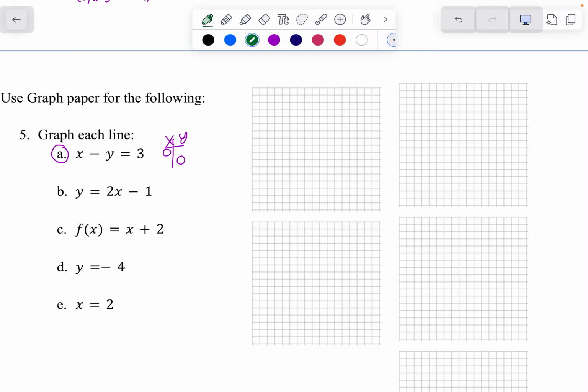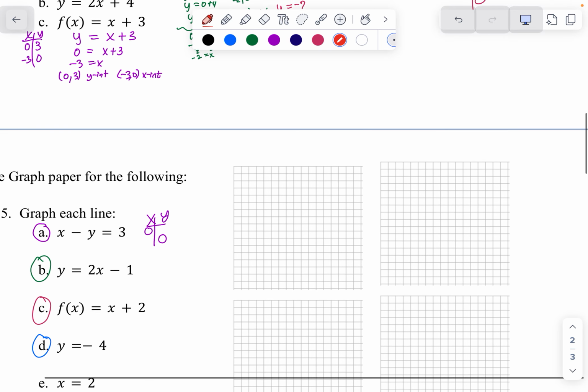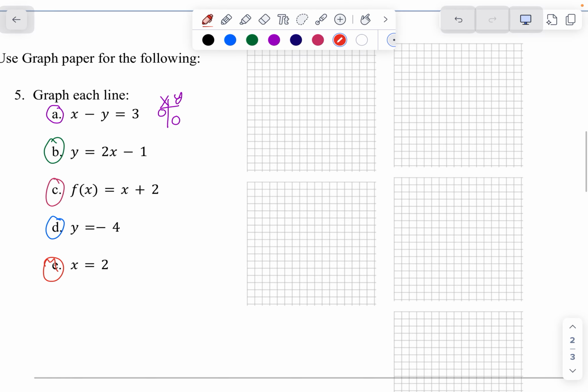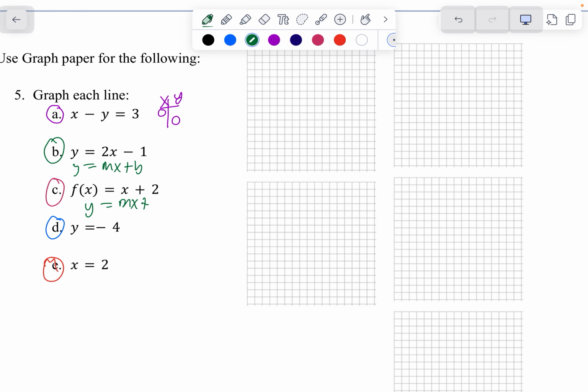B, you want to use slope-intercept form. C, you want to use slope-intercept form. D is a special kind of line. We'll get back to that in a minute. E is a special kind of line. We'll get back to it in a minute, okay? So knowing your strategy is helpful. So we're going to use y equals mx plus b for these first two. Those last 2 are special ones. We'll get to that in a minute, okay?